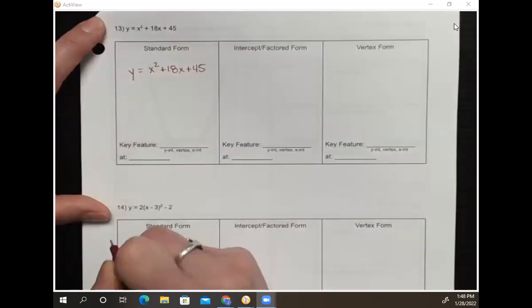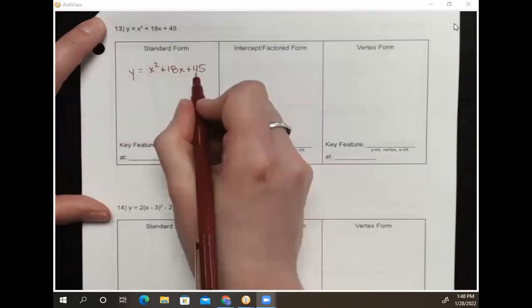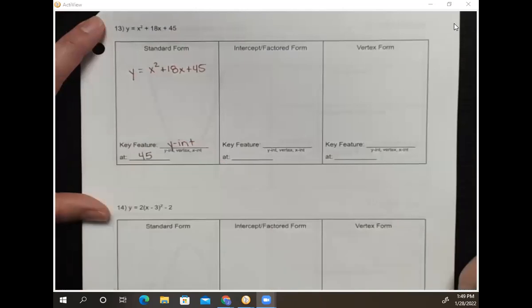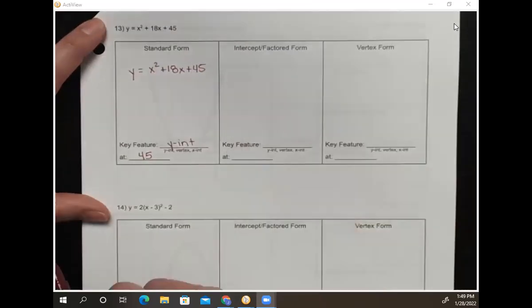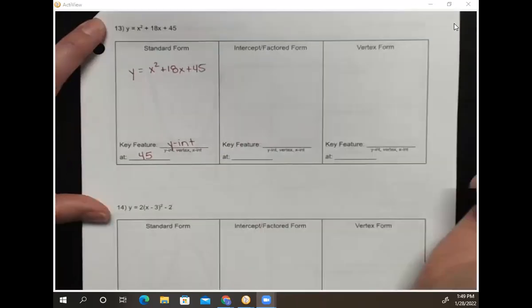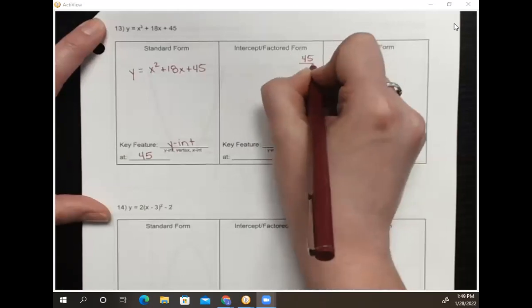I know standard form tells me the y-intercept, and the y-intercept here is 45, way up there. And then I need factored form and vertex form. When I have standard form, it doesn't matter which of these I find next. I'm going to go ahead and find factored form next, just because I'm going to go in order, but it doesn't matter. So for factored form, I'm going to look for factors of 45 that add to 18.